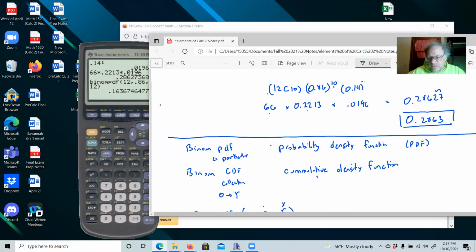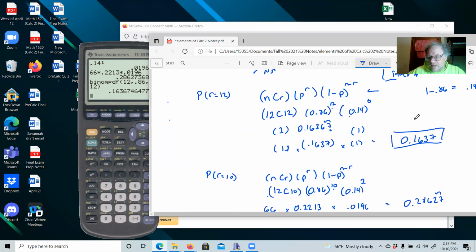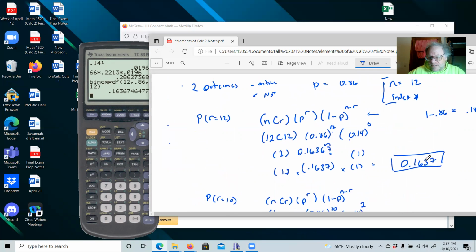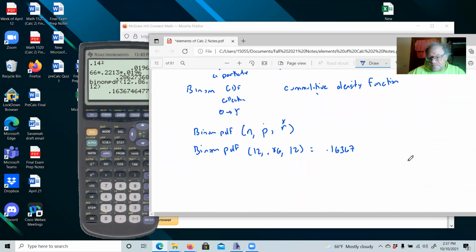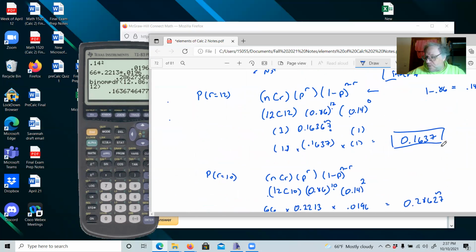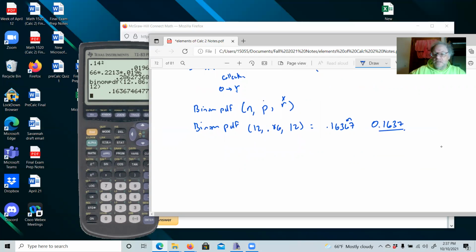Look what we had up here. This was 0.16367, so it's going to be the same thing. We're going to round it to 4 decimal places, so that's going to be 0.1637. So that agrees in both cases. That's what we do. This was part A. For part B, we're going to be doing this a lot, by the way.